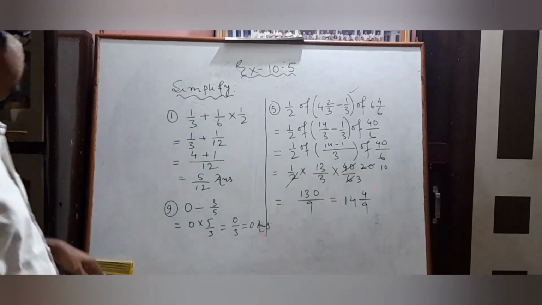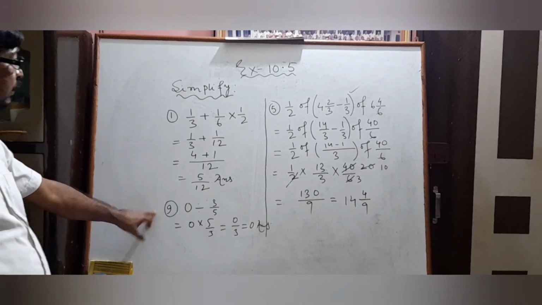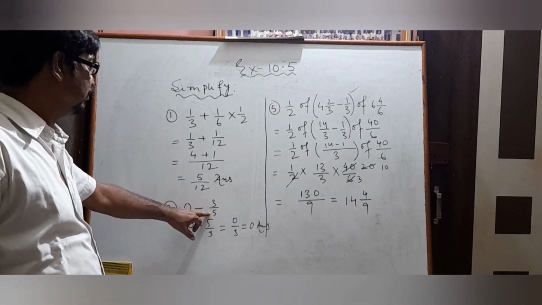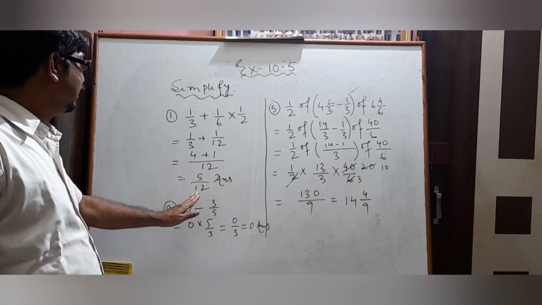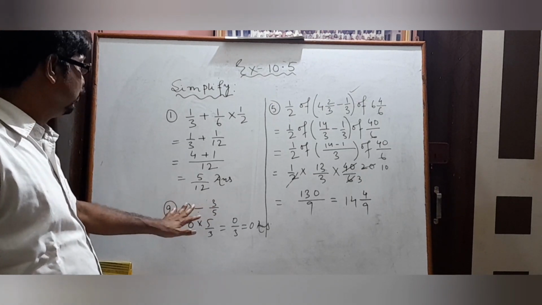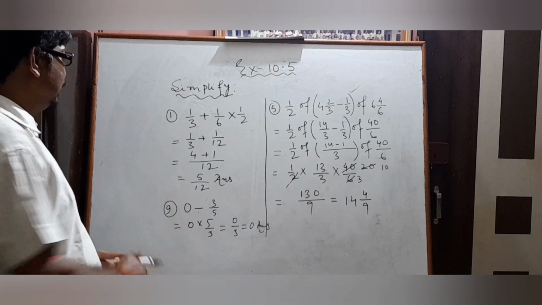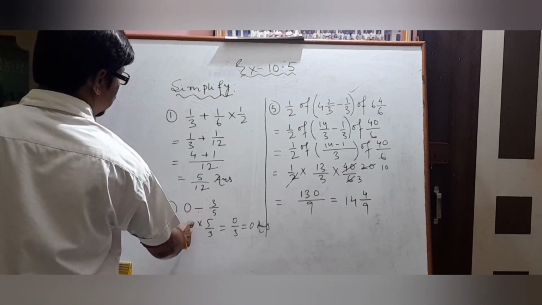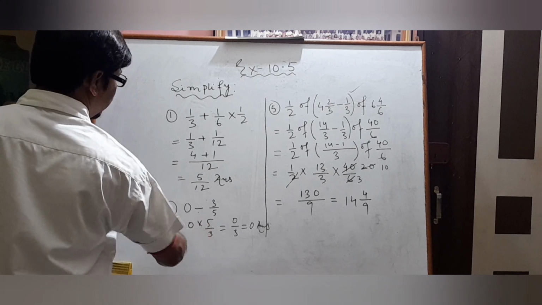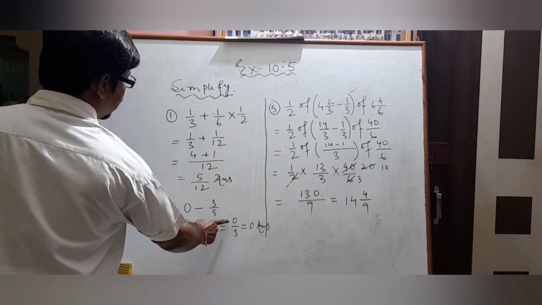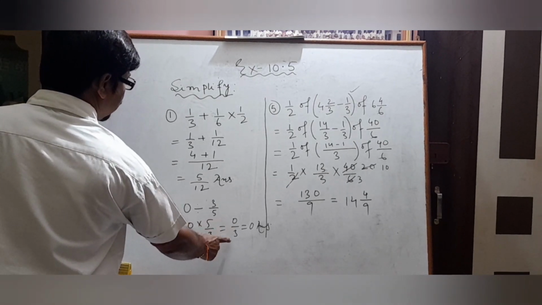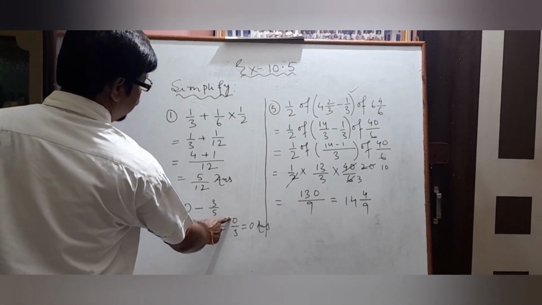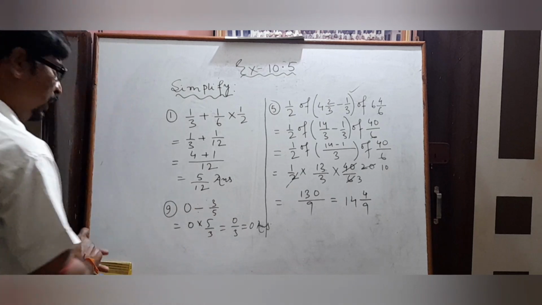Now see one more question. Question number 9. Here is a very simple question: 0 divided by 3 by 5. Zero divided by anything will be 0. But according to the operation, we will do it like this: 0 divided by 3 by 5 is 0 multiplied by 5 by 3. So 0 into 5 is 0, divided by 3. It will be easier for you to understand. So 0 divided by anything is 0. So 0 will be the answer.